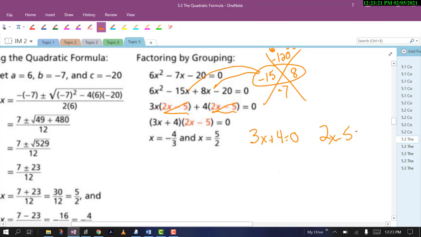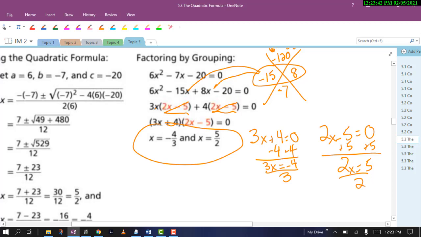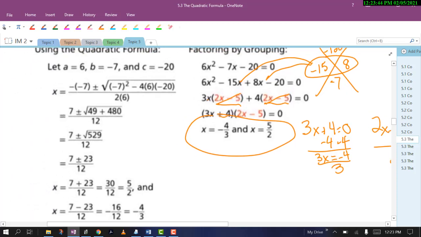Set each of those factors equal to 0. So subtract 4. 3x equals negative 4, divide by 3. That's how we got our first, negative 4 over 3. Second one, let's add 5. So we get 2x equals 5, divide by 2, and we get 5 over 2, the two answers here. Now, I think both of them are probably just as efficient. I don't think either one is easier than the other.